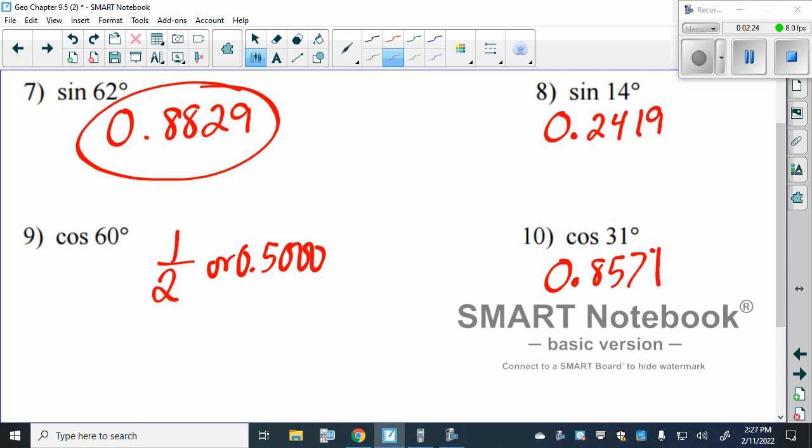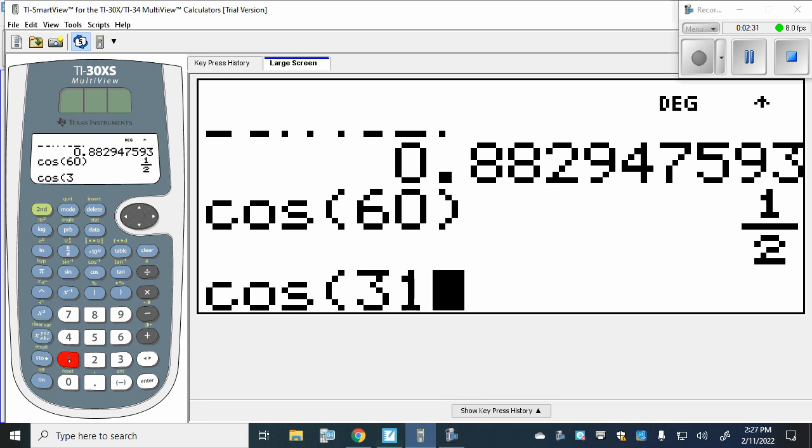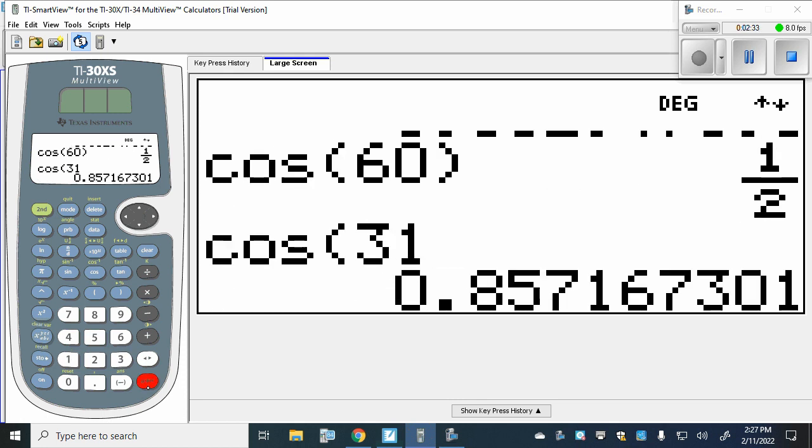Should that last digit be a 2? Yes, because cosine of 31 is 0.85716, so because of the 6, it would round up to a 2.